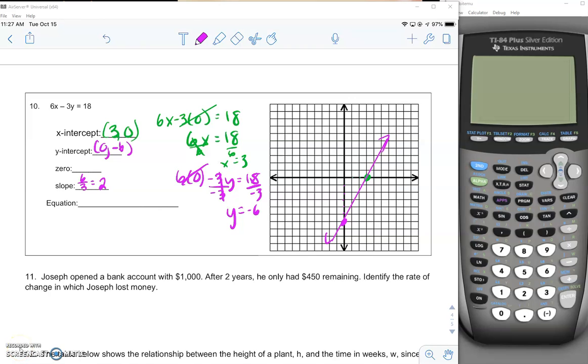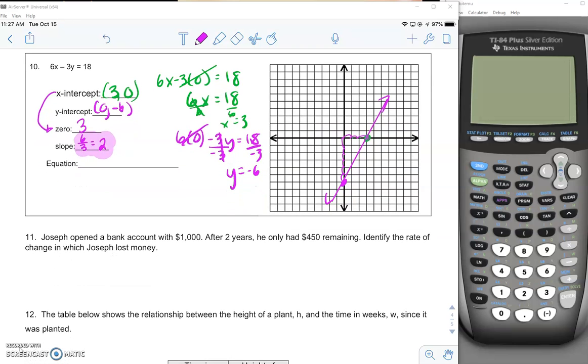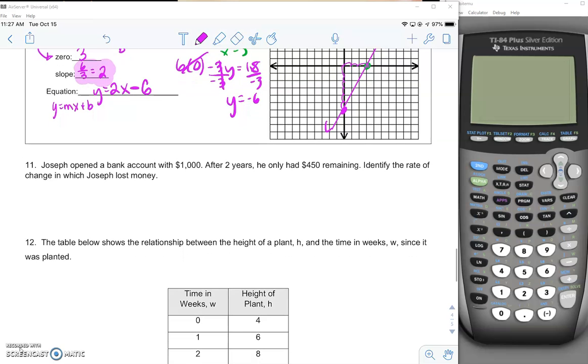Continuing where we left off, we said the slope of the line on number 10 was going up 6 and over 3, which reduced to a slope of 2. And we didn't find the 0, or we didn't label the 0. 0 is the same as the x-intercept, so my 0 is 3. And last, I want the equation in y equals mx plus b. So y is equal to my slope of 2 times x, plus my y-intercept, which was negative 6, so minus 6. Last couple of problems.